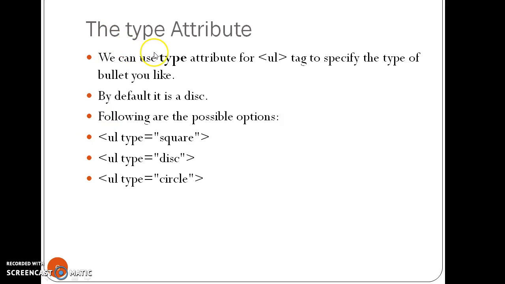Next we see the type attribute that we use in the unordered list. We can use type attribute in unordered list to specify the type of bullet. By default, the bullet is of type disk. The following are the possible options. Instead of using only disk type of bullets, you can use the type like square or circle.